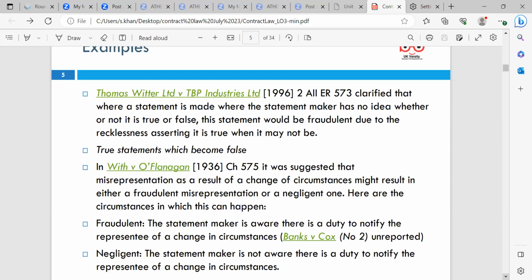It was held in this case that where a statement is rendered false by a change in circumstances, there's a duty to disclose the change. A failure to do so will result in an actionable misrepresentation. It was suggested in this case that a misrepresentation as a result of circumstances that I've just mentioned might result in fraudulent misrepresentation or a negligent one. Here are the circumstances in which this can happen.